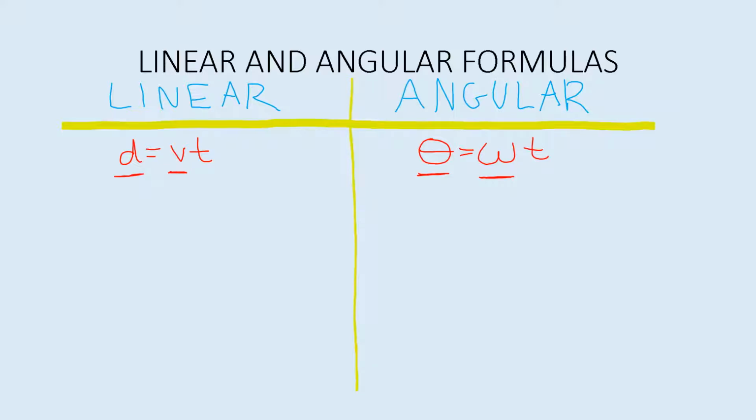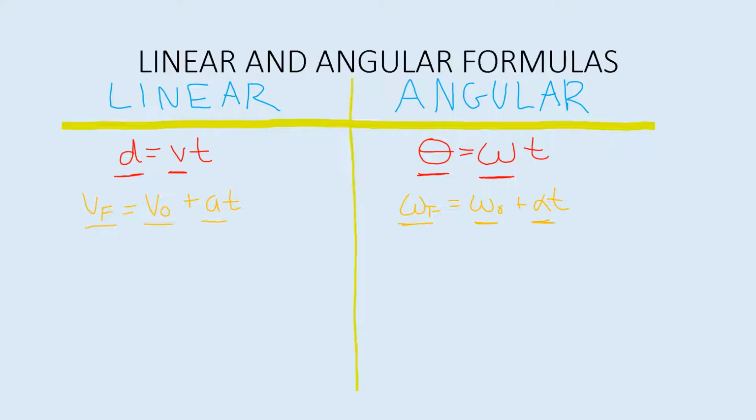Our next formula is going to be the final velocity equals the initial velocity plus the acceleration times the time. And that is going to correspond to omega final equals omega initial plus alpha times time. And that's because this represents the final angular velocity, this represents the initial angular velocity, and this represents the angular acceleration, which we're going to plug in for the final velocity, initial velocity, and acceleration in the linear formula.